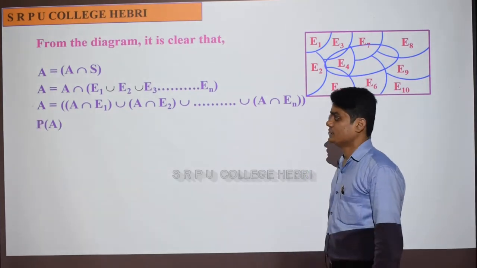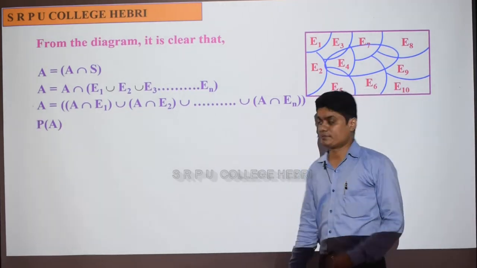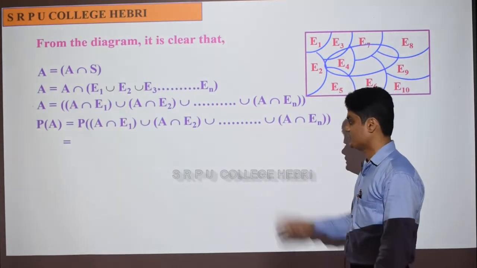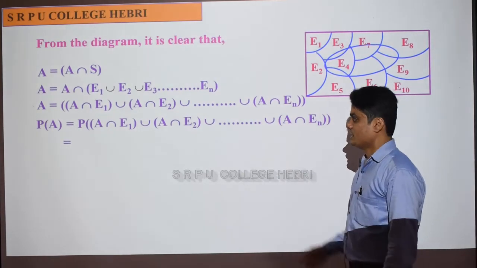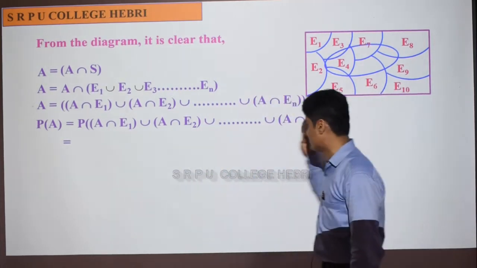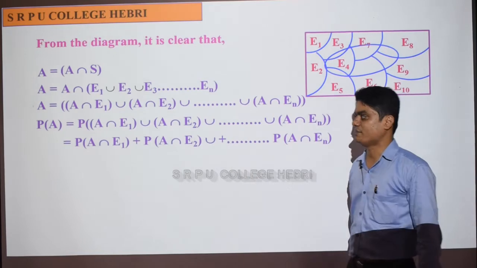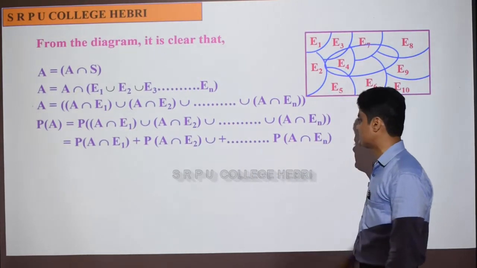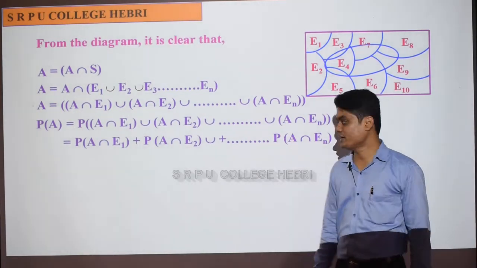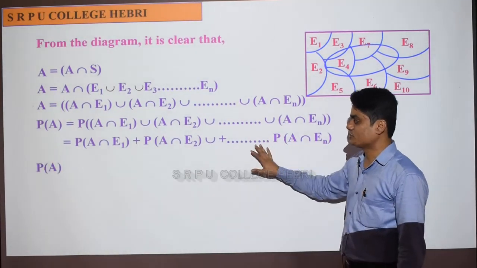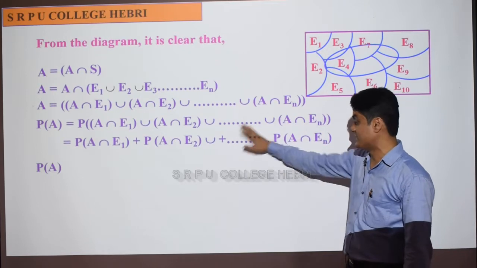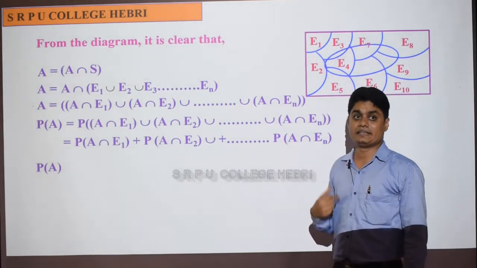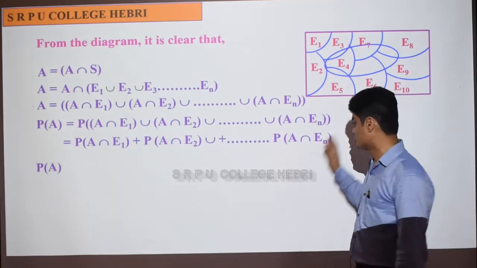Now take the probability on both sides. Probability of A is equal to, and here you can separate: probability of A intersection E1 plus probability of A intersection E2, and so on up to probability of A intersection En. Why is this possible? Because if you take the intersection of these events, you will get disjoint sets, and the probability of a disjoint set is nothing but 0, so that is not available.